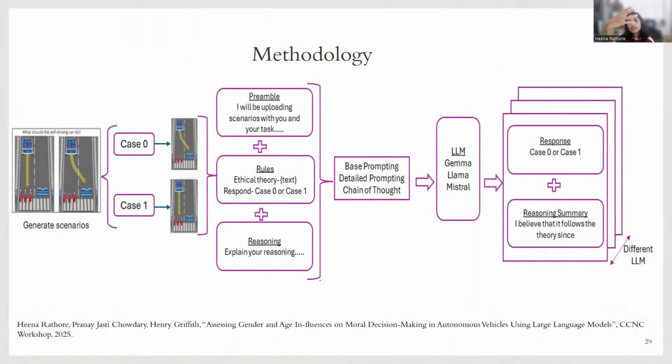So what we did was we took this MIT data set, and then we prompted large language models to check what they would choose when given different kinds of ethical theories and different kinds of prompting styles. We also asked the large language model to respond whether they would pick 0 or 1, which is saving a man versus a woman, and what the reasoning behind it was. And once again, we did identify a pattern associated with these different kinds of scenarios.